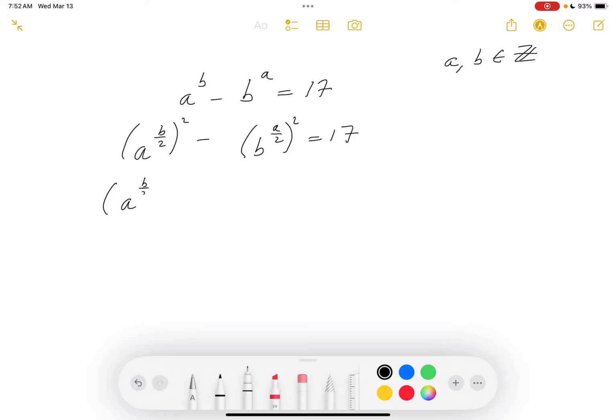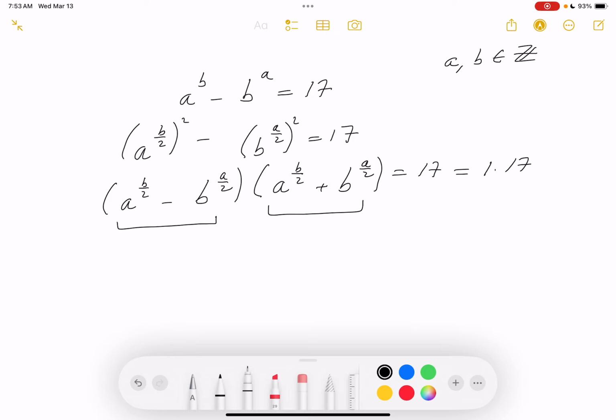So I get a to the b over 2 minus b to the a over 2 times a to the b over 2 plus b to the a over 2. And that equals 17. And I start to realize 17 is a prime number. It's simply 1 times 17. And again, I'm making assumptions here, all right? One of the assumptions, these are nice integers, by the way. So over here, what do I say? I say, oh, a to the b over 2 minus b to the a over 2 is the number 1, right? And then I say a to the b over 2 plus b to the a over 2 is equal to 17.